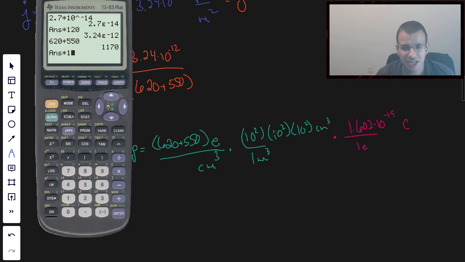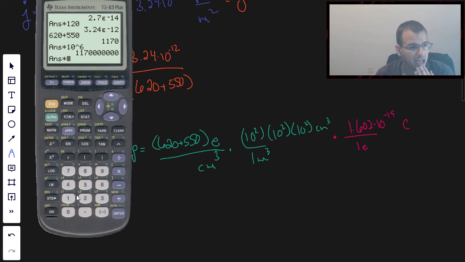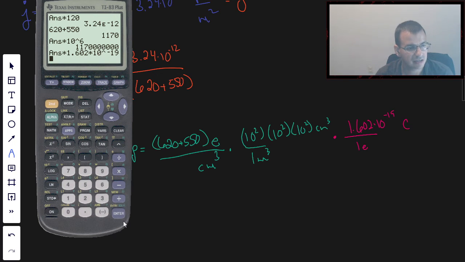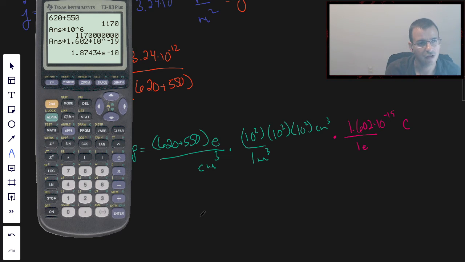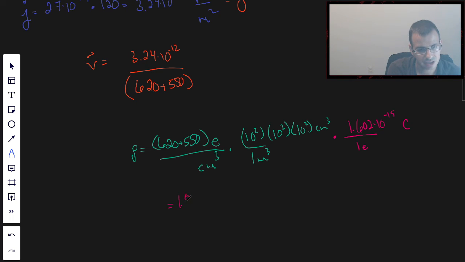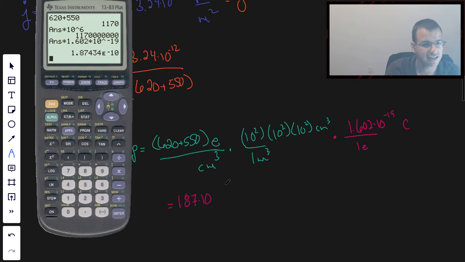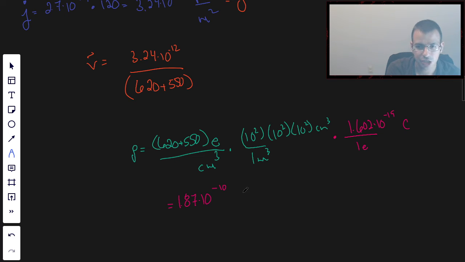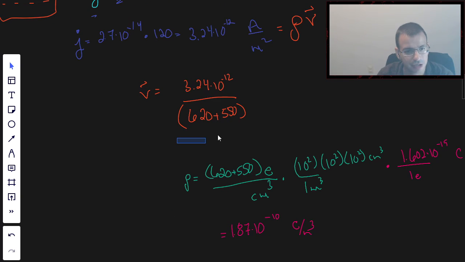And so putting this into a calculator, I'm going to get 620 plus 550 times 10 to the 6, because we have 10 squared 3 times, times 1.602 times 10 to the negative 19th. And that gives us an answer of 1.87 times 10 to the negative 10th. And that's going to be coulombs per cubic meter. All right. So now I'm going to go back up to here and plug that value in.